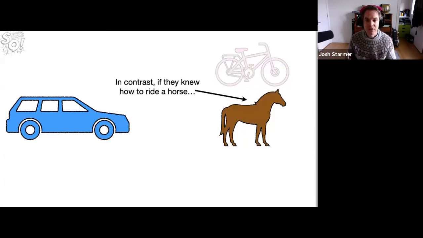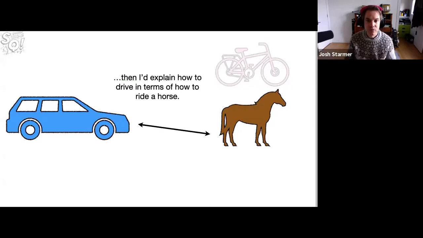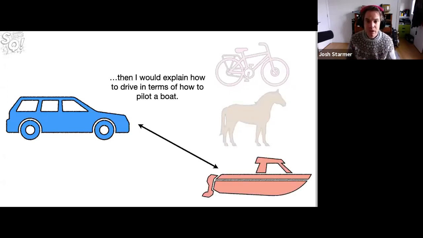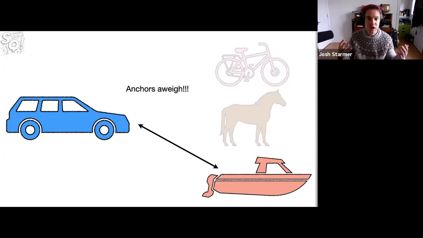In contrast, if they knew how to ride a horse, then I'd explain how to drive in terms of how to ride a horse. Giddy up. And if someone had piloted a boat before, then I would explain how to drive in terms of how to pilot a boat. Anchors away.